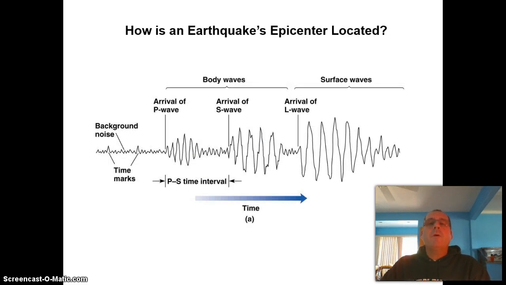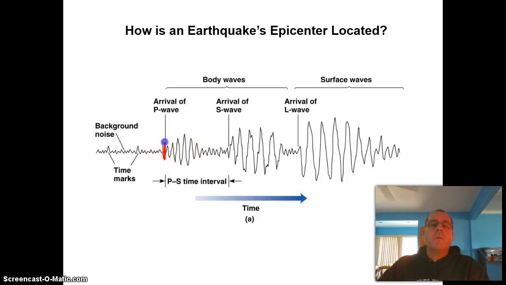So, how do we determine the epicenter of an earthquake? What we're going to look at is something called lag time. And with lag time, all of this is timed on the seismogram. It's all timed, so we have an actual time record, and we know how fast these waves travel. So knowing the time and how fast they travel, we can figure out how far away the earthquake is. So we need to find out lag time first.